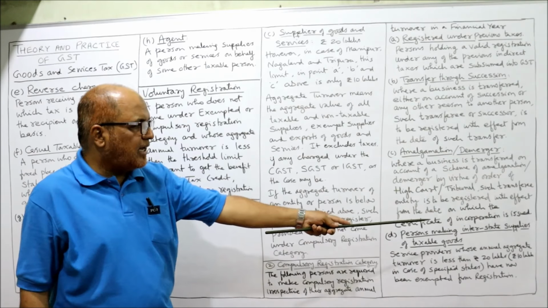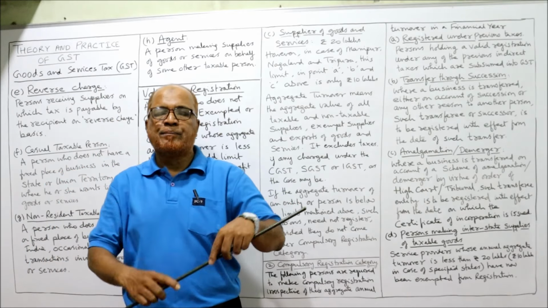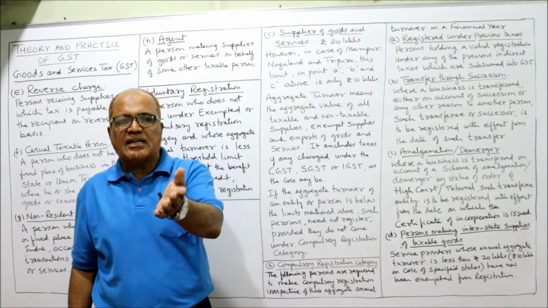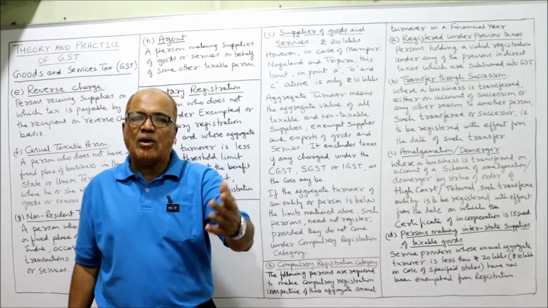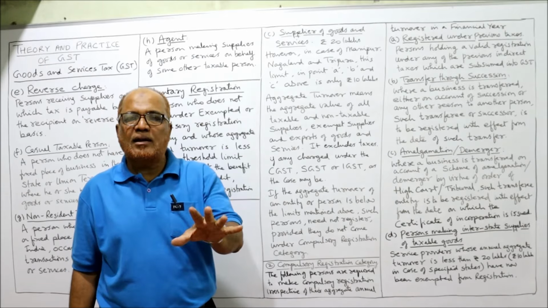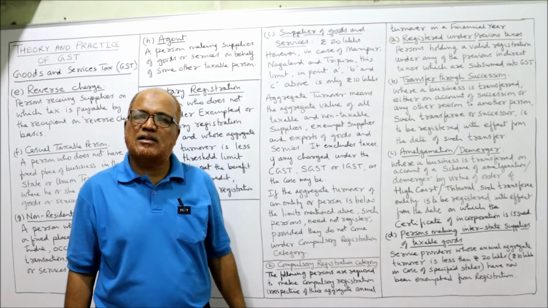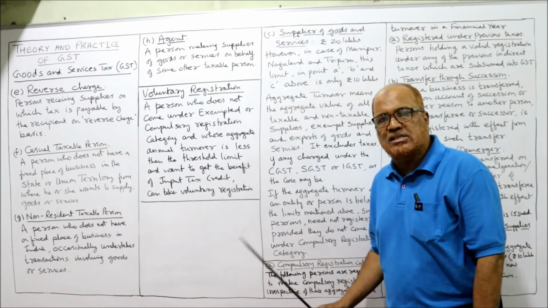And persons making interstate supplies of taxable goods between different states. One party is staying in one state, the other party is staying in another state. So whenever there is supply of goods or services between two states, then compulsorily the business should be registered under GST. So these are the points we have already discussed.